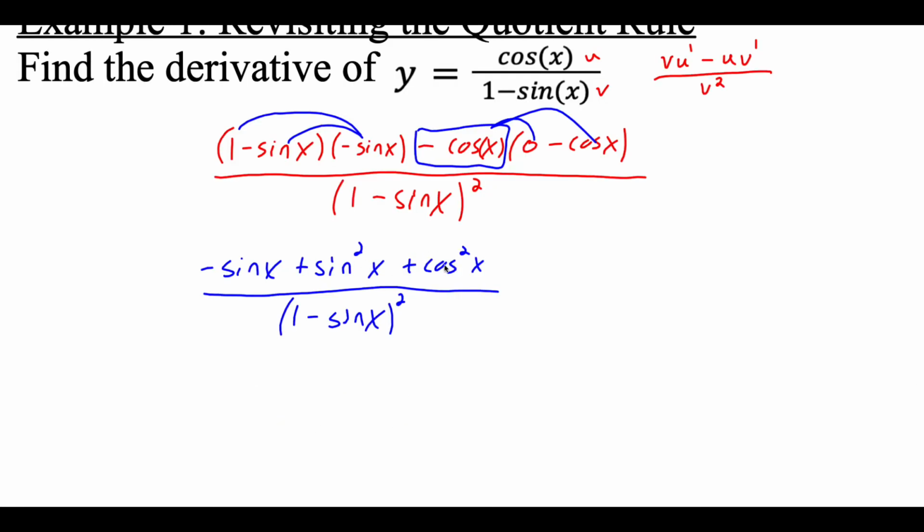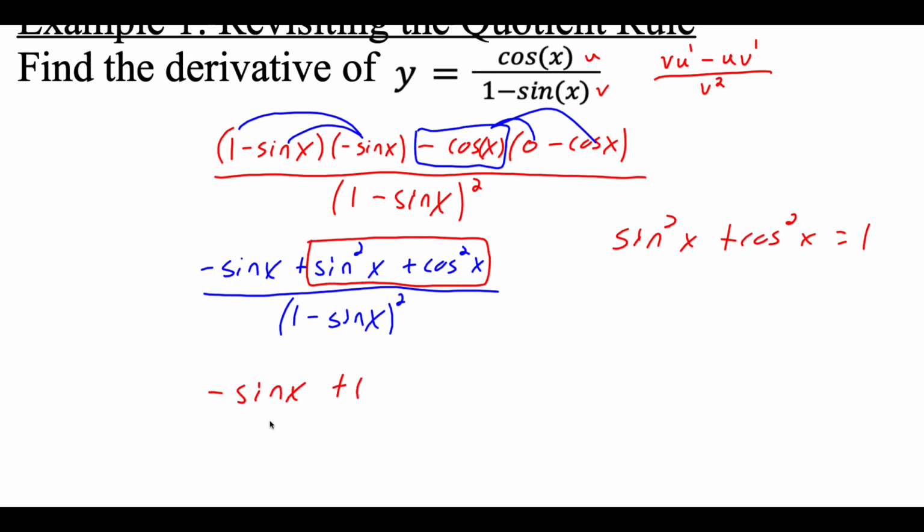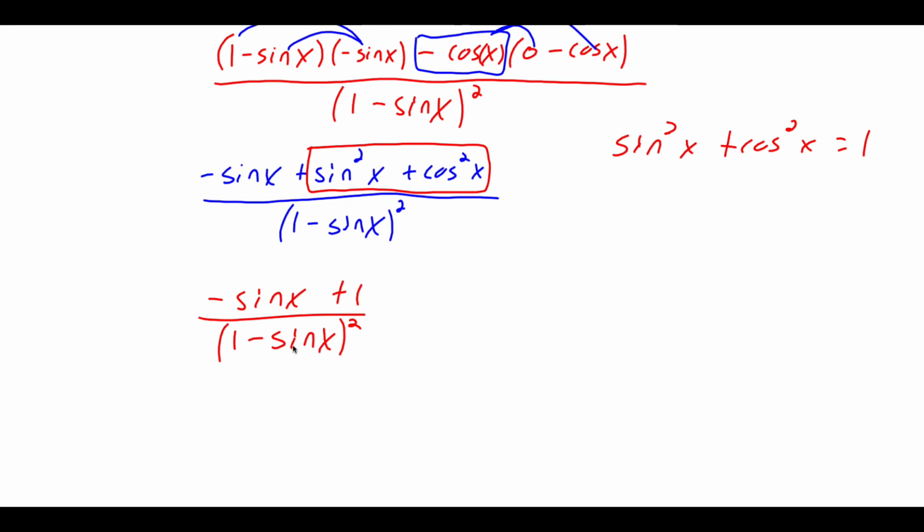Now on the back end of the numerator, we've actually got a trig identity that we can use if we remember sine squared of x plus cosine squared of x is equal to 1. So this whole piece on the back end just turns into 1. So we have negative sine of x plus 1 over 1 minus the sine of x, all being squared. Now what I notice is that the numerator and denominator have a lot of similarities, a positive 1 and a negative sine. I'm actually going to rearrange that numerator so that it says 1 minus the sine of x, and in the denominator we have 1 minus the sine of x, all being squared.